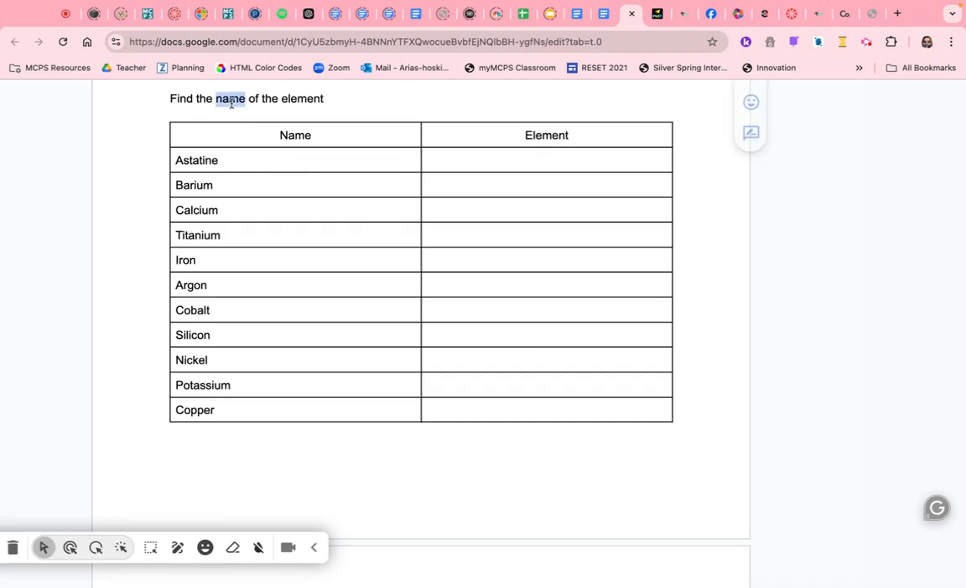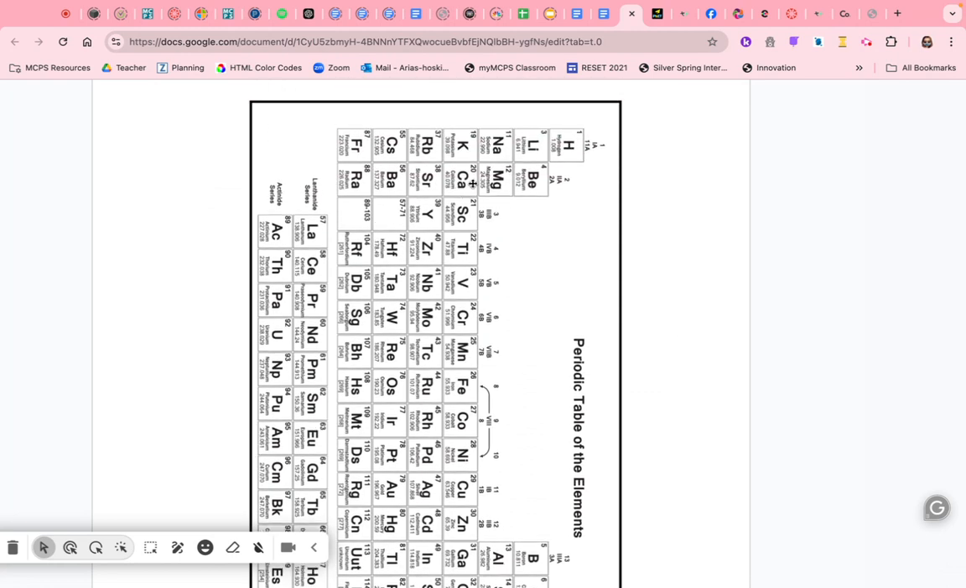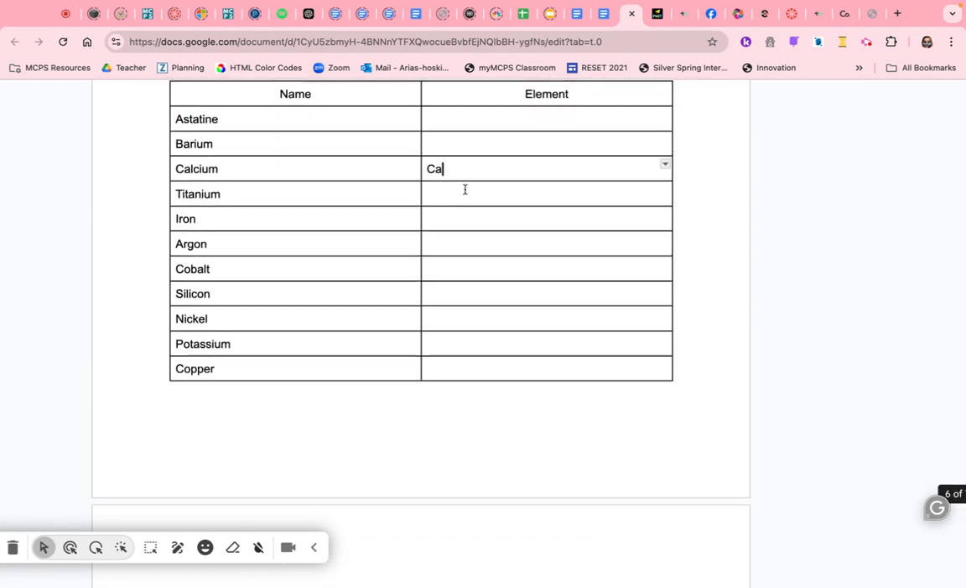Then it says in here for the last part, you're going to find the element. To find the element, you're going to go to the periodic table, and what you need to do, you're just going to put the letter. For example, calcium is only Ca. When you go to the periodic table, you're going to find in here that calcium is Ca. That's the only thing that you need to do, guys.